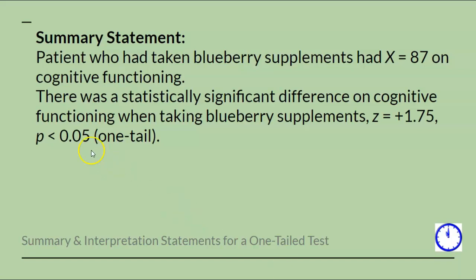One-tailed. So what's this about? Since we use a one-tailed hypothesis test, we must indicate that at the end of this second sentence.